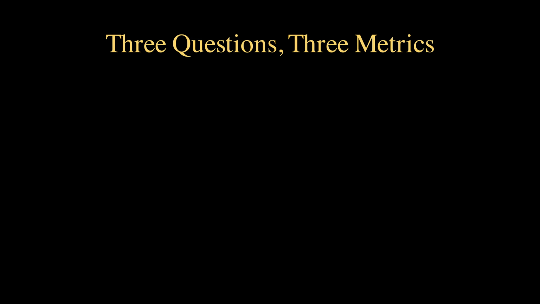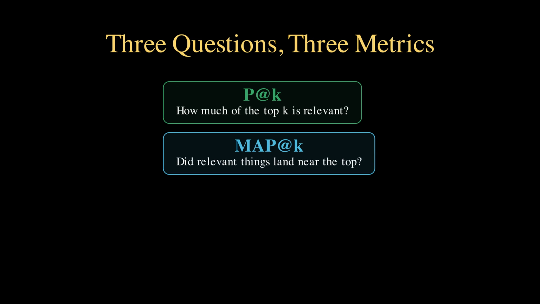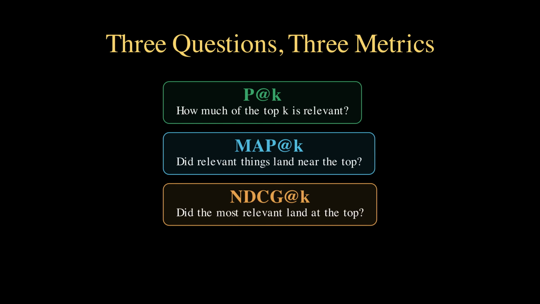These three metrics are not interchangeable. Precision at k asks how much of the top is relevant. Mean average precision asks whether relevant items landed near the top. NDCG asks whether the most relevant items landed at the top. Different questions, different answers. Pick the one your data can answer honestly.